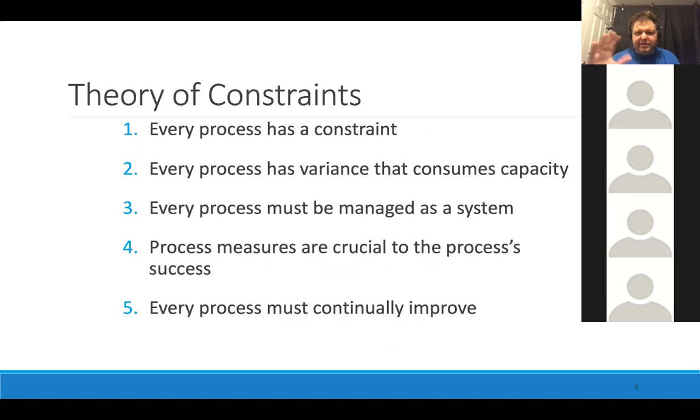So we'll talk about the theory of constraints. Every process has a constraint. Every process has a variance that consumes capacity. Probably no surprise there. Every process has to be managed by a system. So we're observing and watching, mapping our processes. Process measures are crucial to the process success. How do you know you're doing well? If you can get a specific time, a cycle time or a flow time, and you can beat that time, then that's a hard number you know you can beat. And every process must continually improve. And remember this last line.